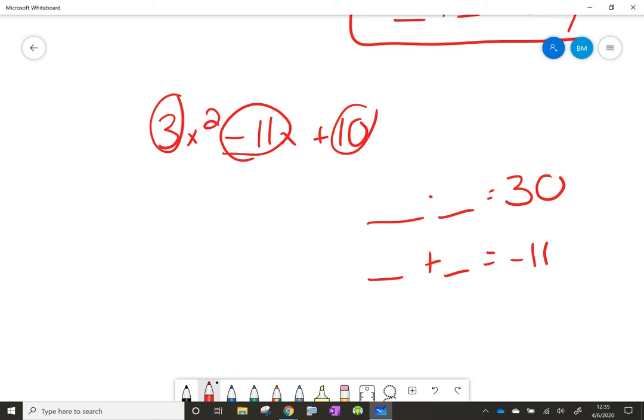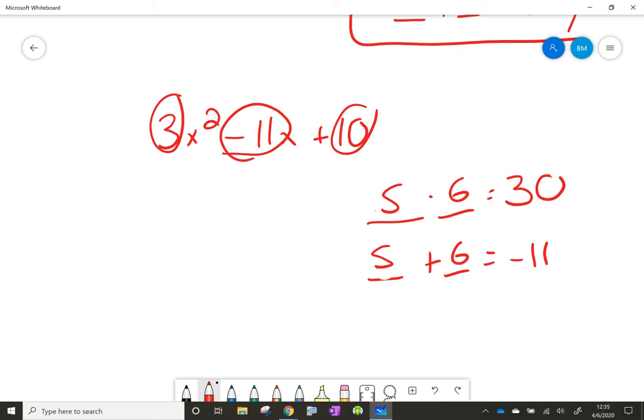Now this is kind of tricky, right? Let's start with some ideas. We know obviously 3 times 10 makes 30. However, 3 plus 10 certainly does not make negative 11. So 3 and 10 are bad numbers here. Let's keep thinking. What other numbers make 30? 15 and 2, right? 15 times 2 makes 30, but 15 plus 2 is not negative 11, so it can't be that. A good go-to would be 5 times 6. 5 times 6 makes 30. However, 5 plus 6 is a positive 11, not a negative 11.